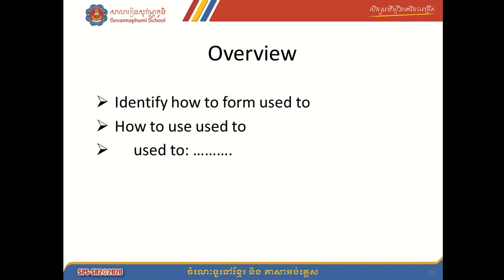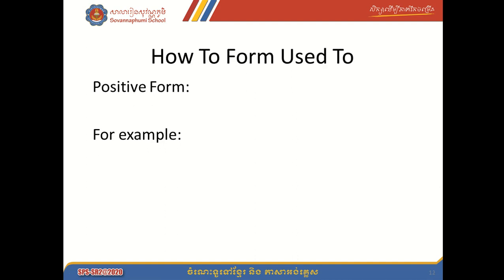In this unit, you are able to identify how to form used to and how to use used to. I just want to translate it into Khmer for you all in order to help you understand this lesson well. So used to in Khmer we say ធ្លាប់. For example, I used to visit Angkor Wat Temple in the past time. In Khmer we translate ខ្ញុំធ្លាប់ទៅលេងប្រាសាទអង្គរវត្តកាលពីអតីតកាល. So used to means ធ្លាប់. Okay, let's move to how to form used to together. For the positive form, how can we form that?